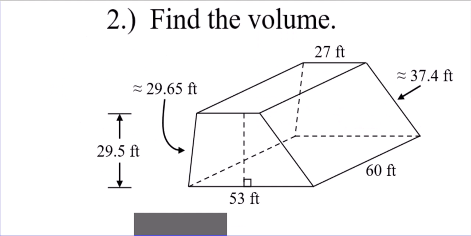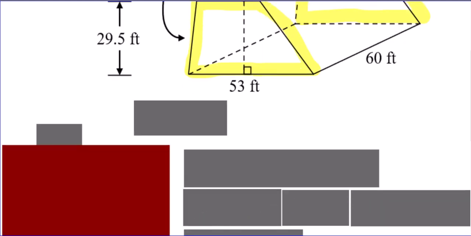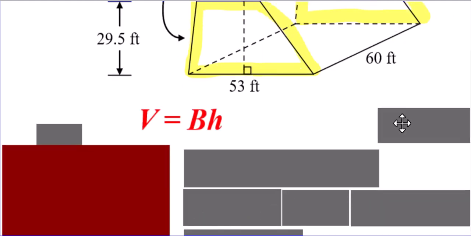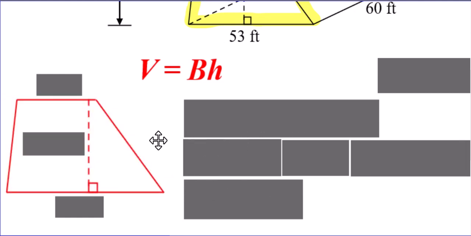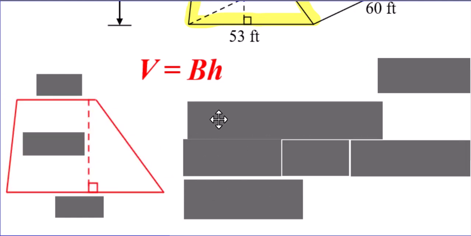All right, what about number 2? This is a trapezoidal prism. We know that because there's a trapezoid in the front that is parallel and congruent to the trapezoid in the back. So first things first, let's make sure that we are going to draw a sketch of our trapezoid and label it with the measurements we need to get its area.